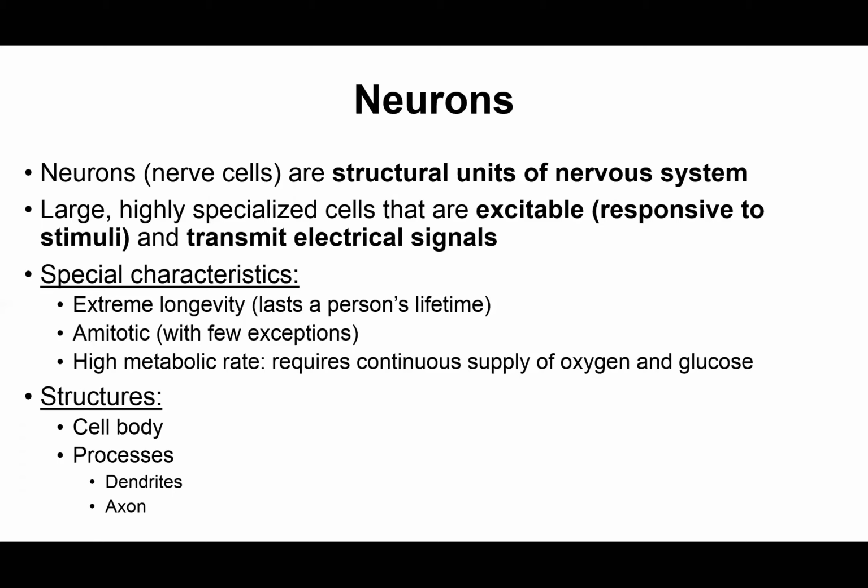There's so much to know. We've subdivided this into several different sections, so we have a couple of weeks to actually get this information down. So neurons then are nerve cells, and these are the structural units of the nervous system.